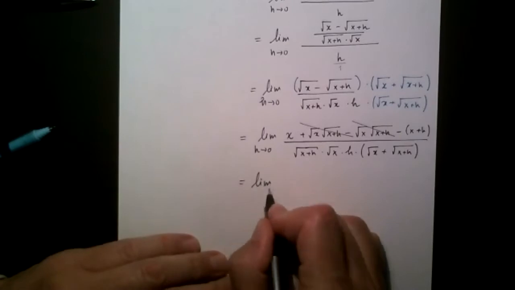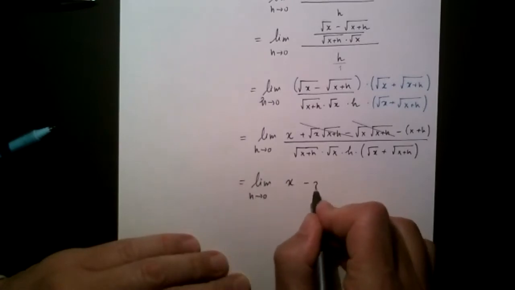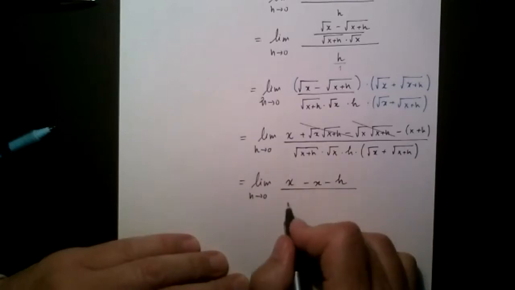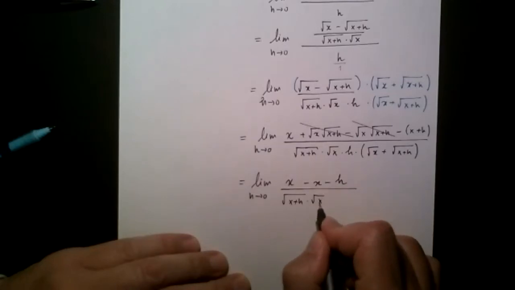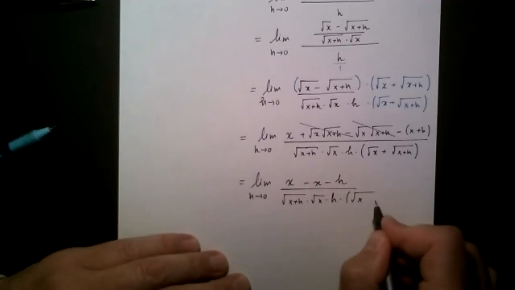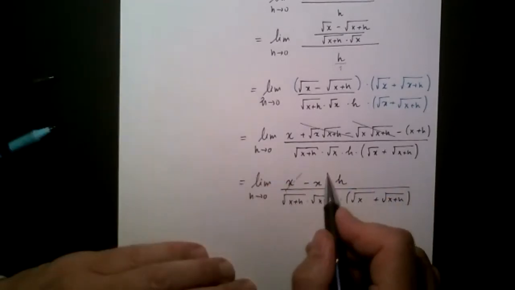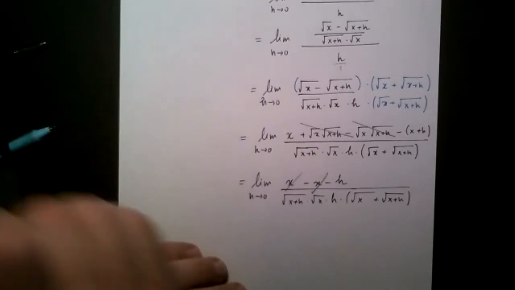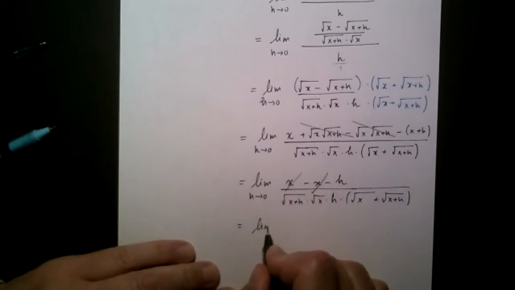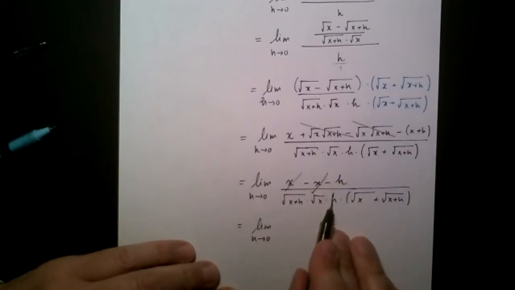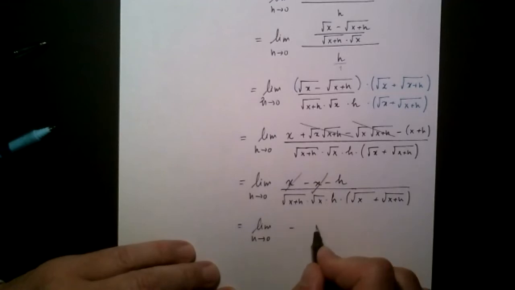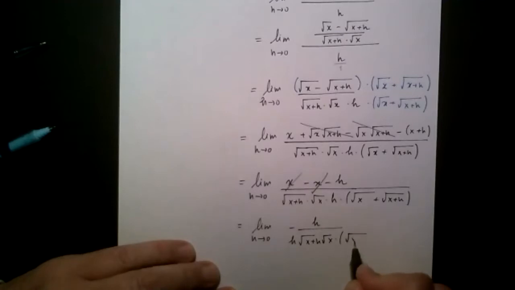So we have limit as h approaches 0. On top I have x minus h, and on the bottom I have root x plus h, root x, h, root x plus root x plus h. And I will have limit as h approaches 0. So the h and the h will cancel. So I'll be just left with, well, okay, I'll just write it like this: negative h over h root x plus h root x plus root x plus h.